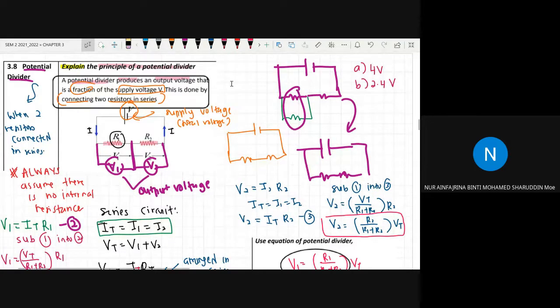So we know here is our supplied voltage. The supplied voltage will be divided, and when it is divided, we get our output voltage. To get our output voltage, we must make sure we have two resistors that are connected in series. Then only can you find the output voltage. So this is the potential divider.